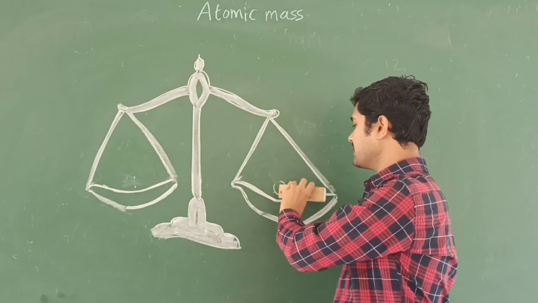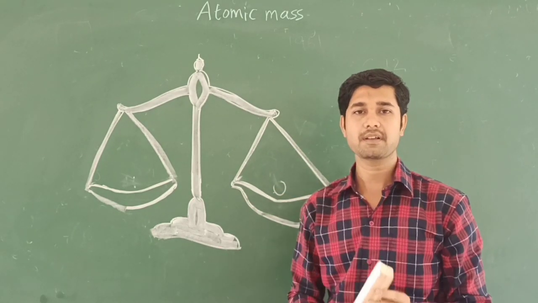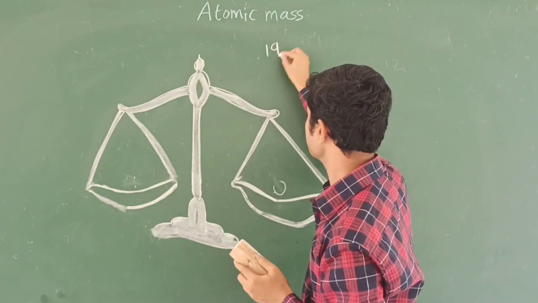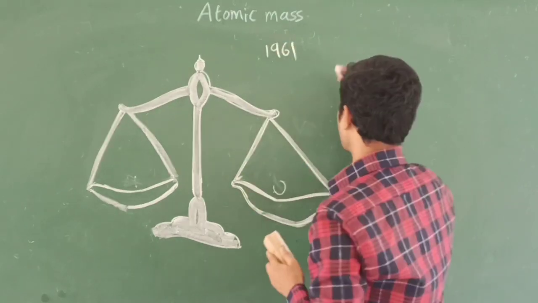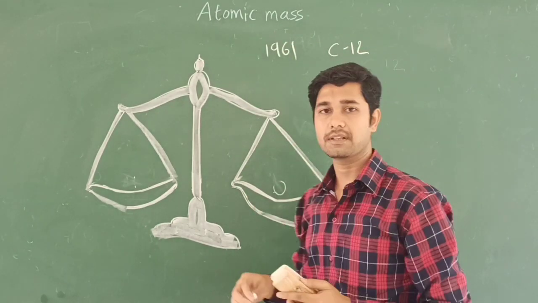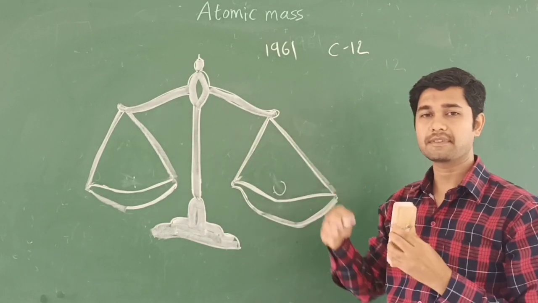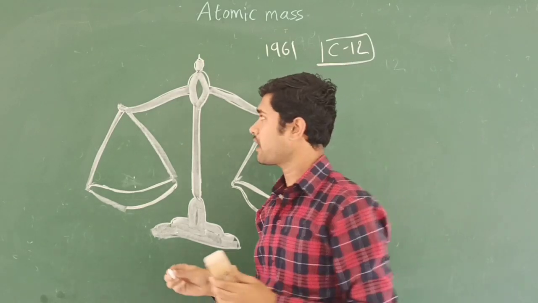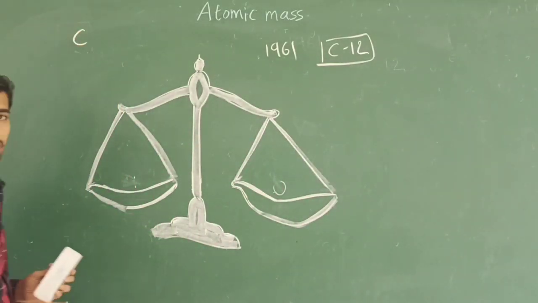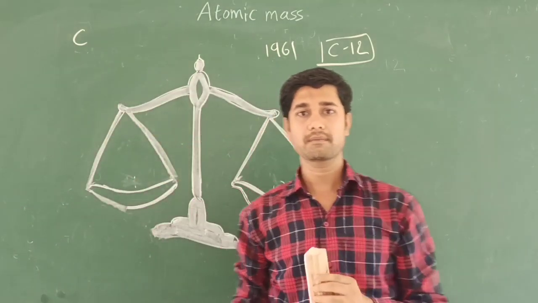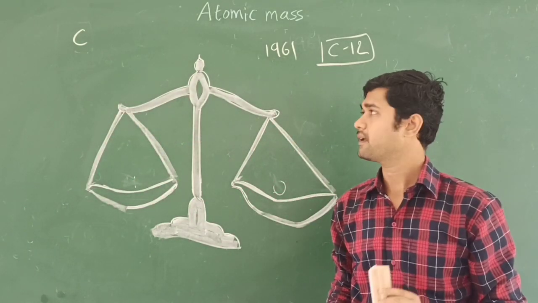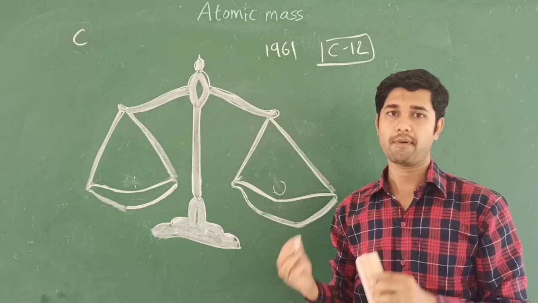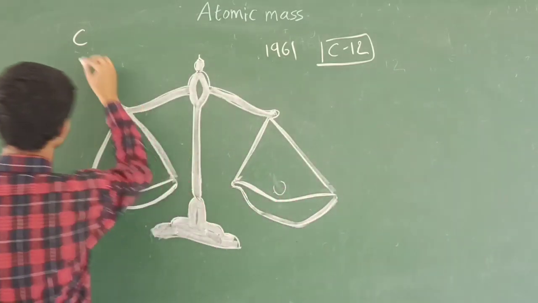So what happens? In the year 1961, the International Union of Chemists selected carbon 12 as the standard unit. You know that carbon has atomic number 6 and its atomic mass is 12. How 12? Because 6 protons and 6 neutrons together make 12. This is its atomic mass.